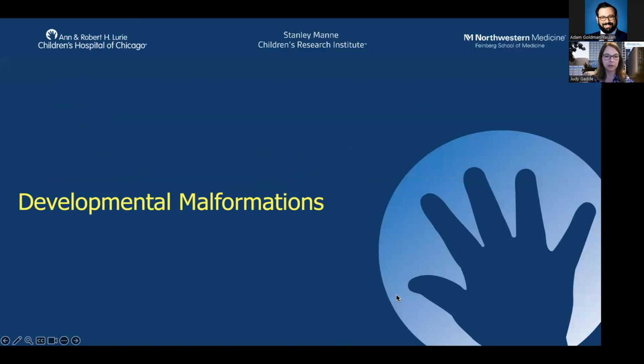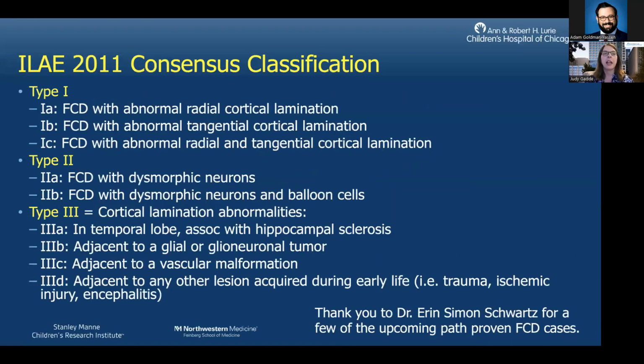So starting off with developmental malformations, as I mentioned, the current classification system that we use is from 2011 from the International League Against Epilepsy. As you can see here, there's three major types of focal cortical dysplasia, and the descriptions are the pathologic or histologic findings that are seen. And ones that we see more commonly on imaging are going to be type 2 and type 3 as well. And we'll go through each of these in more detail.